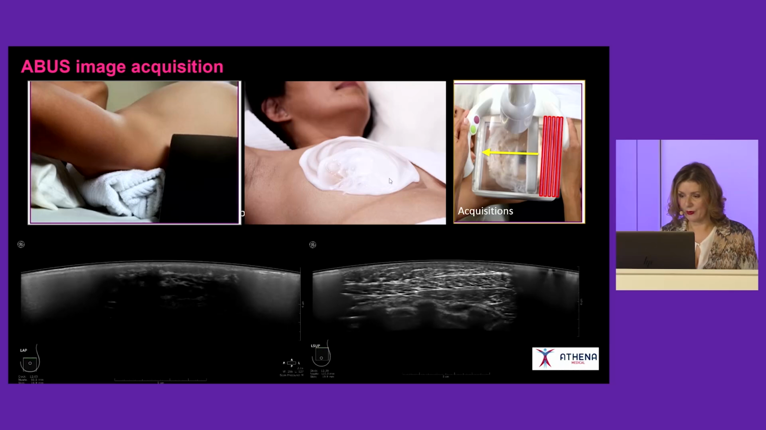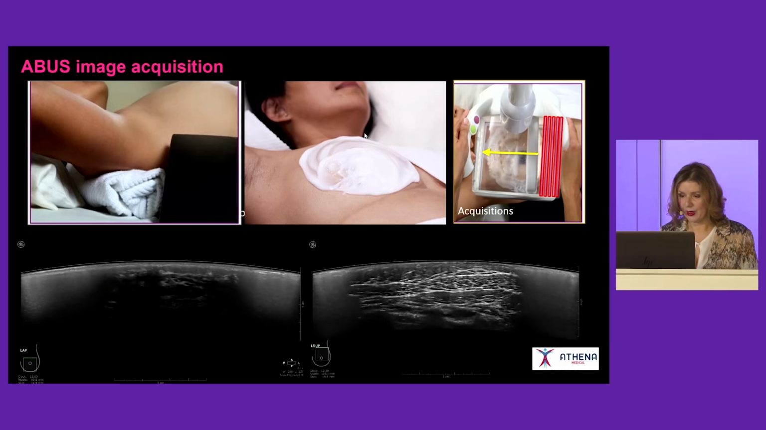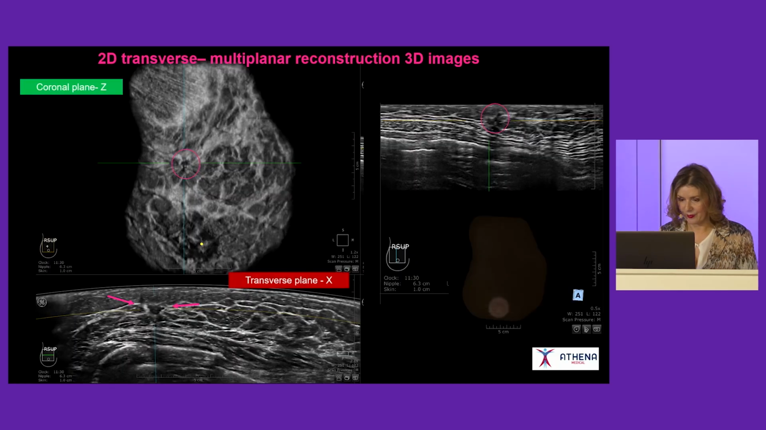We receive different views. The basic ones are the AP, the central, covering the central part of the breast, the lateral and the medial. Sometimes, though, we need more views and more acquisitions in order to cover the entire breast. So actually, the number of scans we receive depends on the size of the breast.